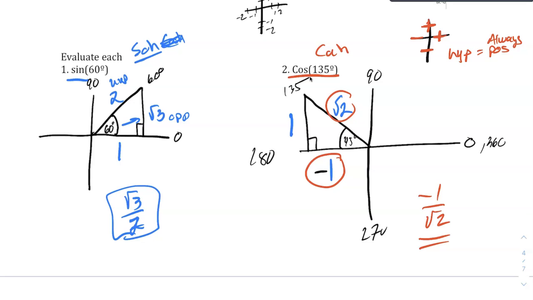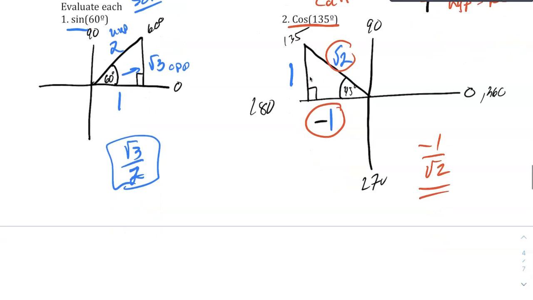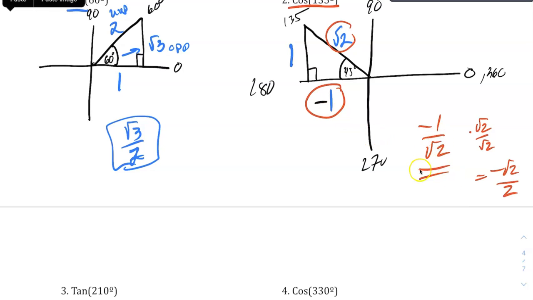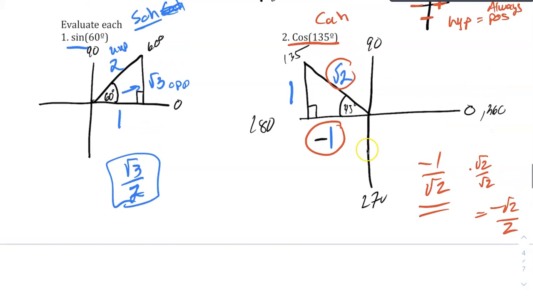And you can leave it like that, or if you want, you could rationalize it. Rationalizing is also very popular. So you multiply by rad 2 over rad 2, which will get you negative rad 2 over 2. So again, both of these are okay. Negative 1 over rad 2 is fine, or negative rad 2 over 2 if you want to rationalize it. And again, why is it negative 1 over rad 2? Because cosine is adjacent. So adjacent, this is opposite to 1, adjacent here, hypotenuse there.